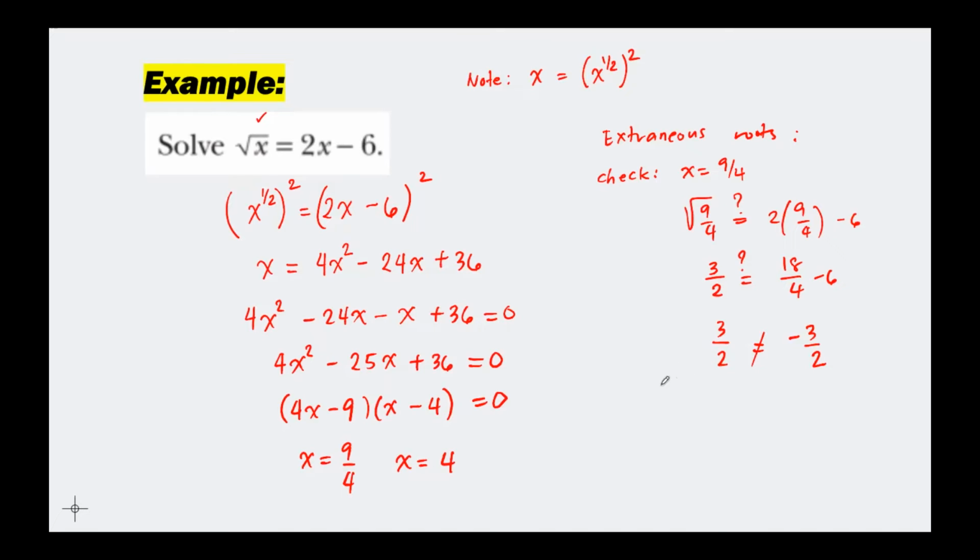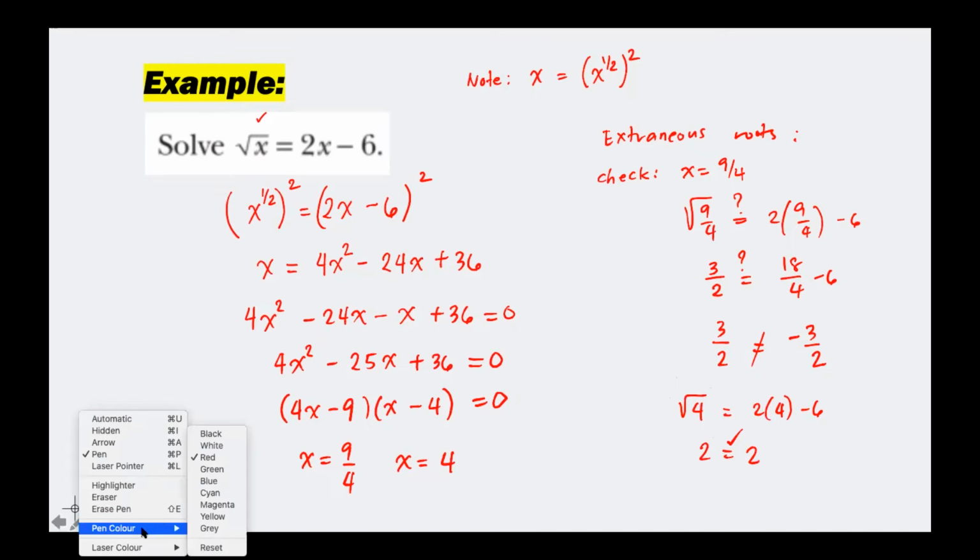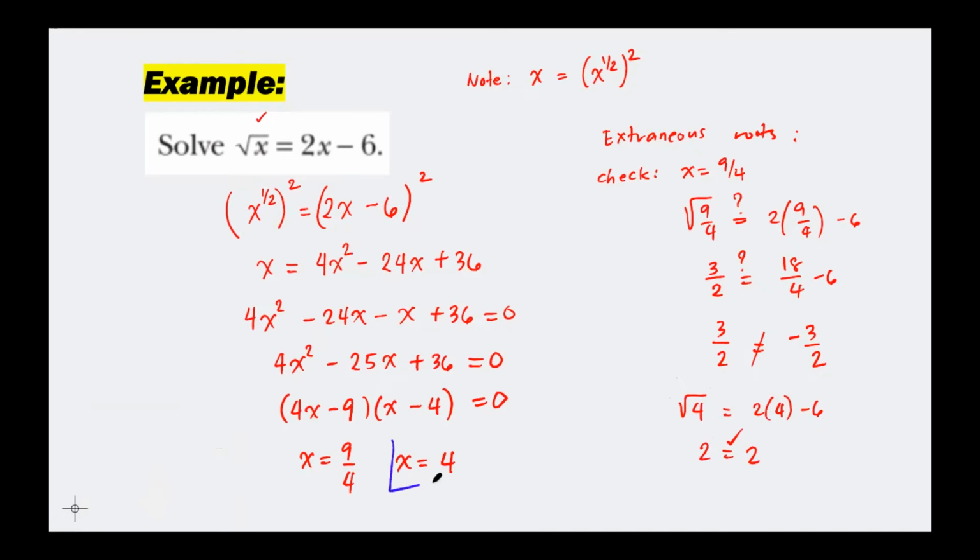And what about when x is equal to 4? So that is square root of 4 is equal to 2 times 4 minus 6. Square root of 4 is just 2, and this is just 2. So in this case, only this is the solution to your equation, right? So don't forget about this term, extraneous roots. So we only have extraneous roots when we are dealing with equations involving surds, okay?